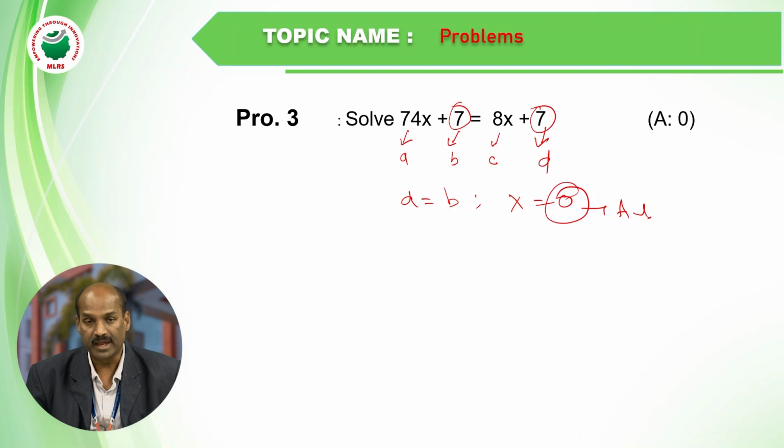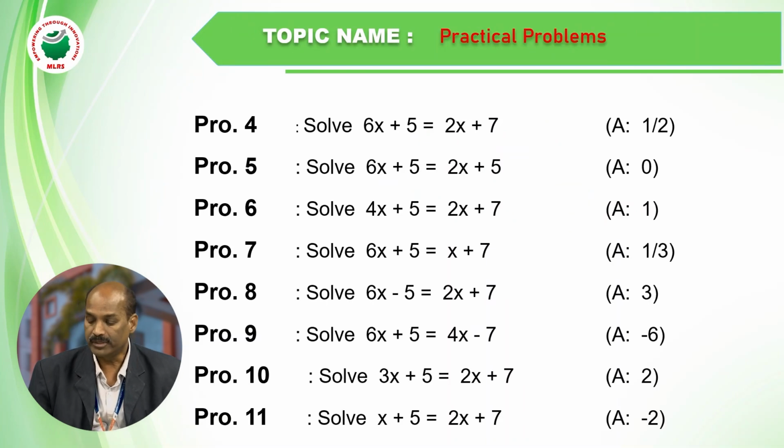Next, move to the another type. Before talking about the second type, you practice all these problems at home. So fourth problem, solve 6x plus 5 equal 2x plus 7. Next, solve 6x plus 5 equal 2x plus 5. Next, 4x plus 5 equal 2x plus 7. Next, 6x plus 5 equal x plus 7. 6x minus 5 equal 2x plus 7. 6x plus 5 equal 4x minus 7. 3x plus 5 equal 2x plus 7. X plus 5 equal 2x plus 7. You practice all these problems.